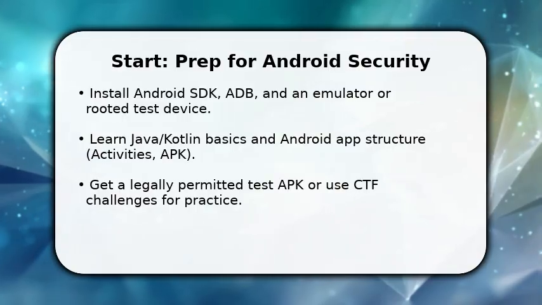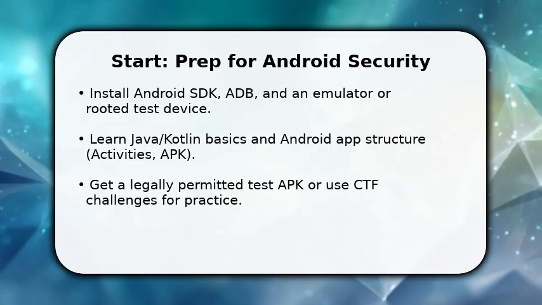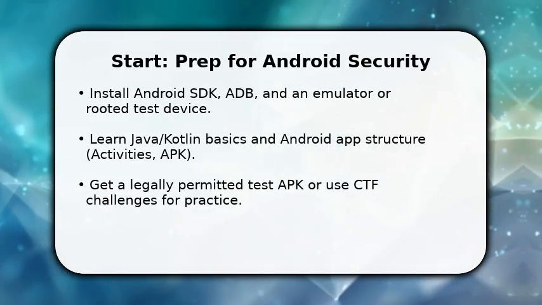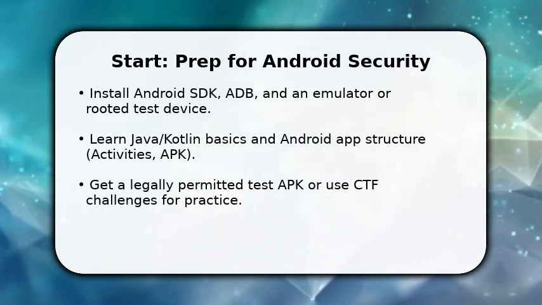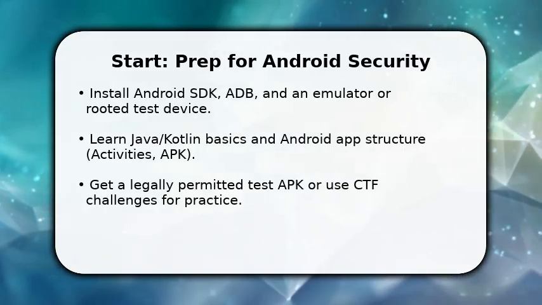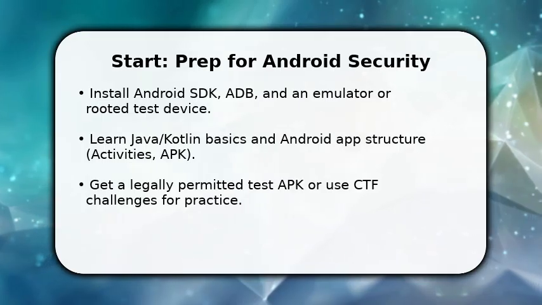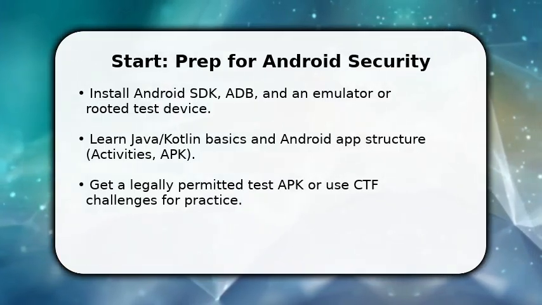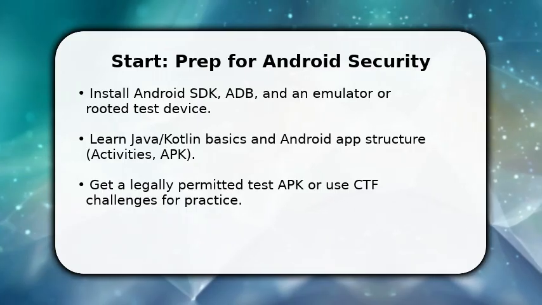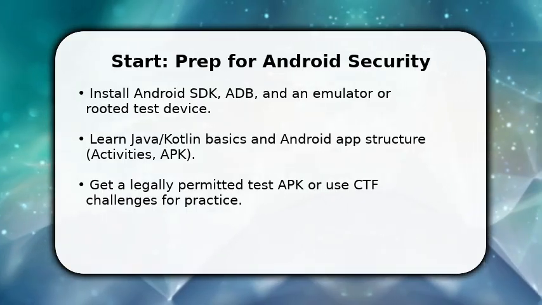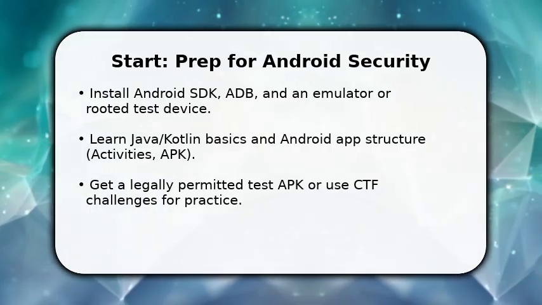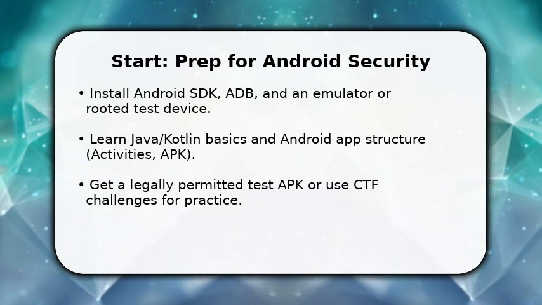You begin by setting up a safe, legal lab. Install Android SDK and ADB, and run an emulator or a rooted test device so you can observe behavior without risking others. Once done, learn core Java or Kotlin and app structure because you need to read code and locate entry points. Make sure to obtain only authorized test APKs or CTF challenges. This avoids legal issues and gives realistic targets for reversing and instrumentation.